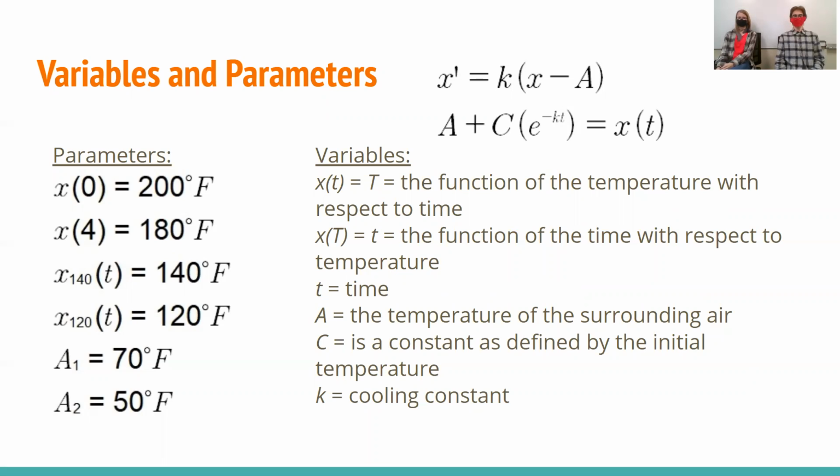The variables we will use to represent this set of initial conditions are capital D for temperature, which is a function of temperature with respect to time, lowercase t, which is time, or in some cases, the function of time with respect to temperature. A is the constant of the air's temperature. C is another constant defined by initial conditions, and K is derived later.